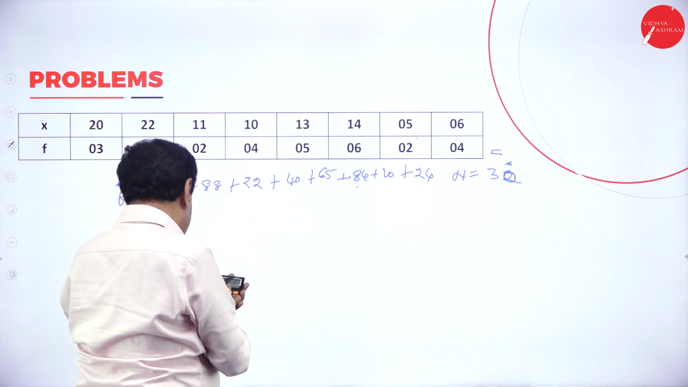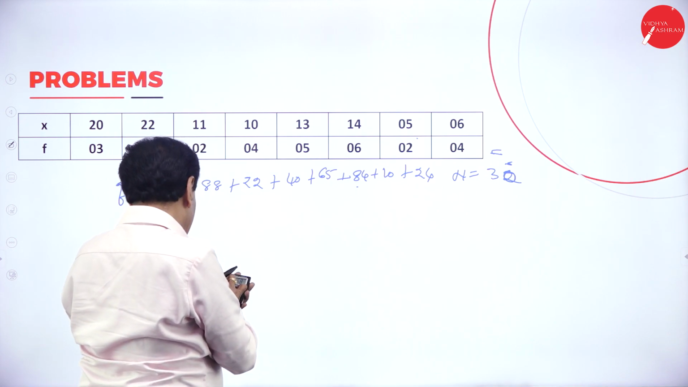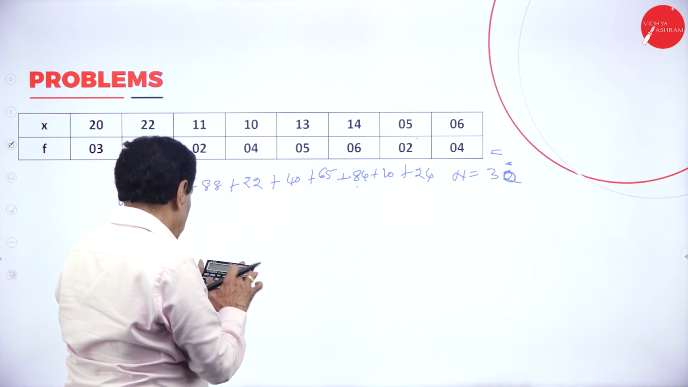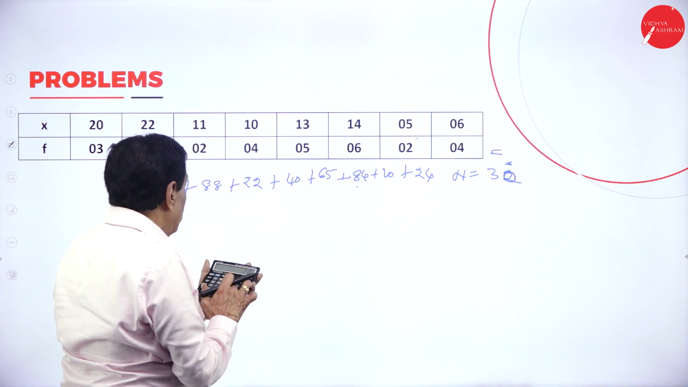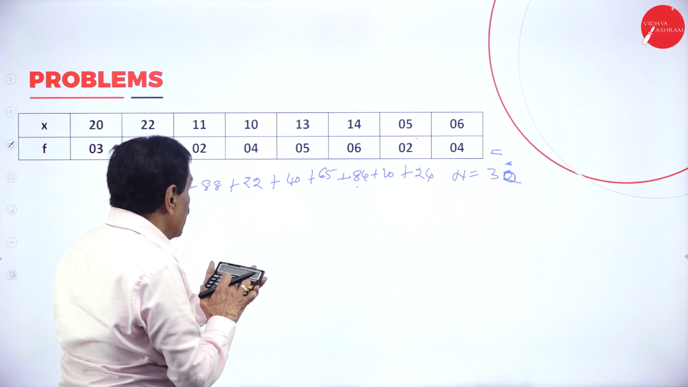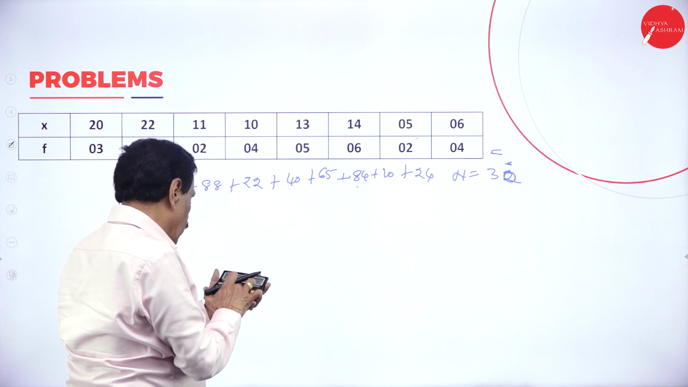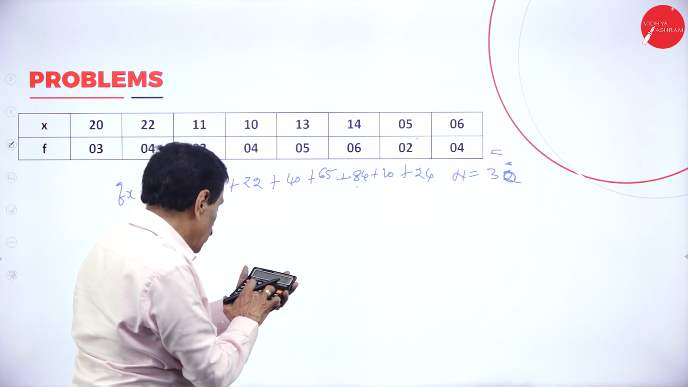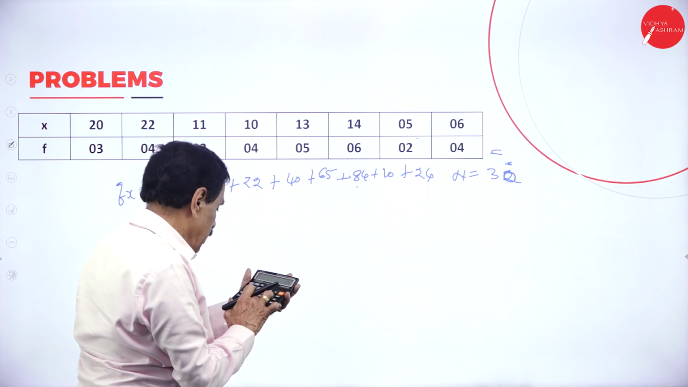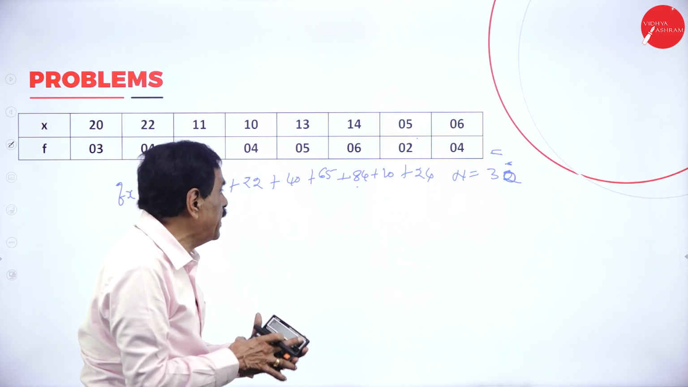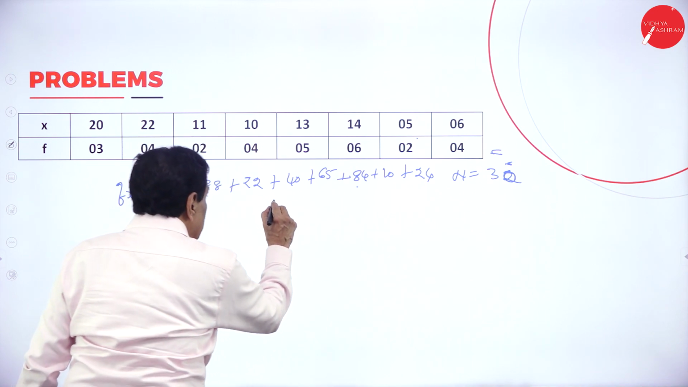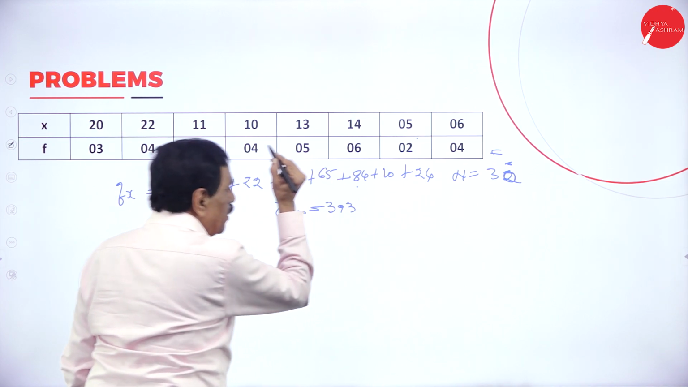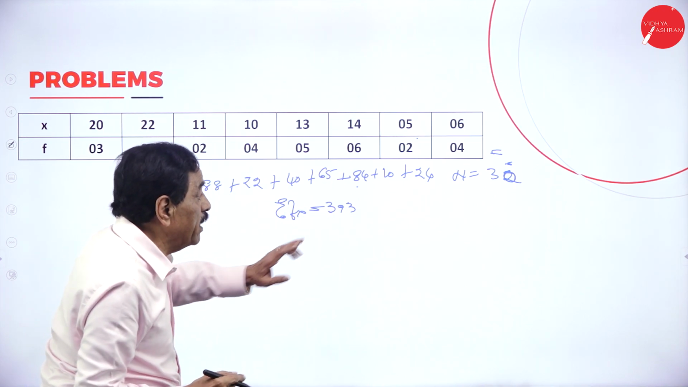What's the first number? 60 plus 88 plus 22 plus 40 plus 65 plus 84 plus 10 plus 24 is equal to 393. What is 393? Sigma fx. What is your total number of frequency?